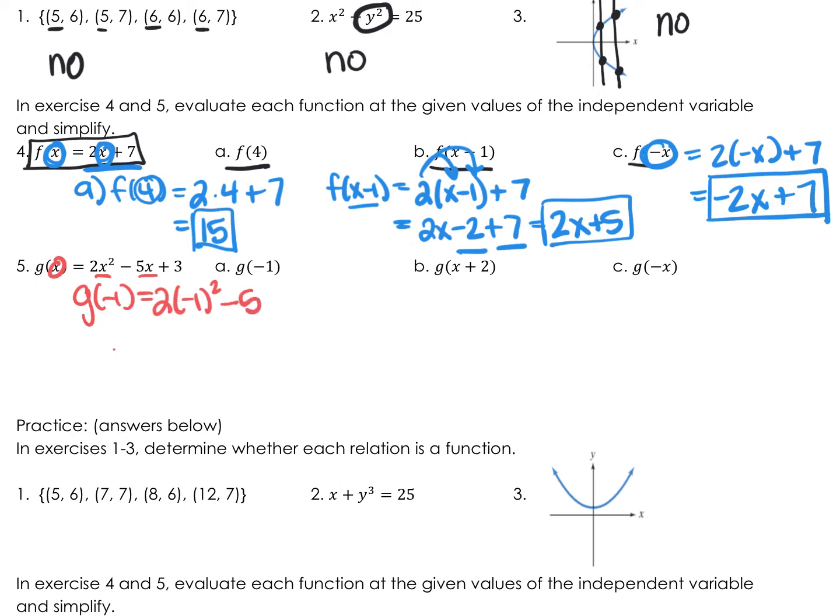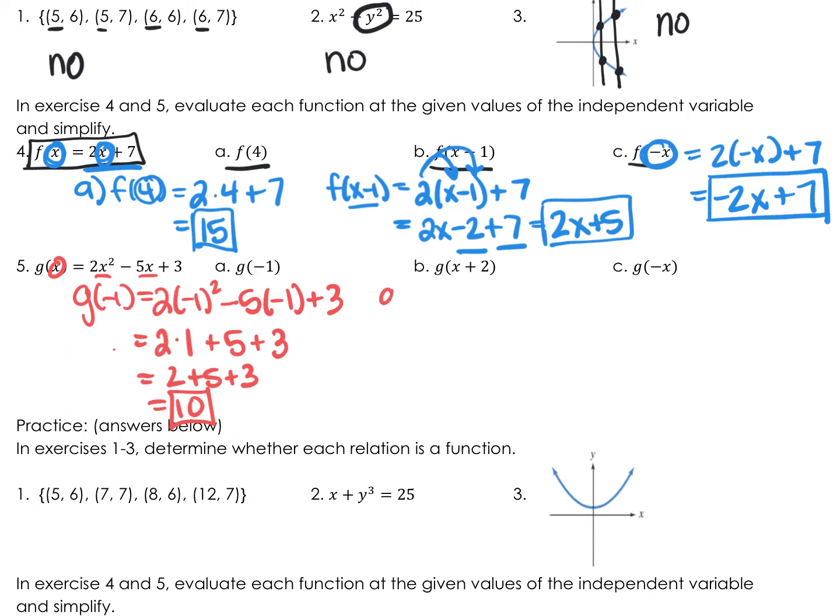Minus 5 times x, so x is, we're replacing it with negative 1. So it'll be 5 times negative 1, and then plus 3. We can do this on our calculator or do it in our head. Negative 1 squared will be negative 1 times negative 1, which will be positive 1. So 2 times 1. Negative 5 times negative 1 will be positive 5. Still have the plus 3 on the end. 2 times 1 is 2, so we'll have 2 plus 5 plus 3, which will be 10. So that's the answer for A.